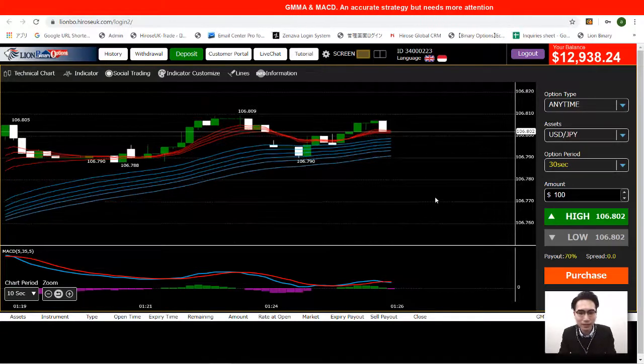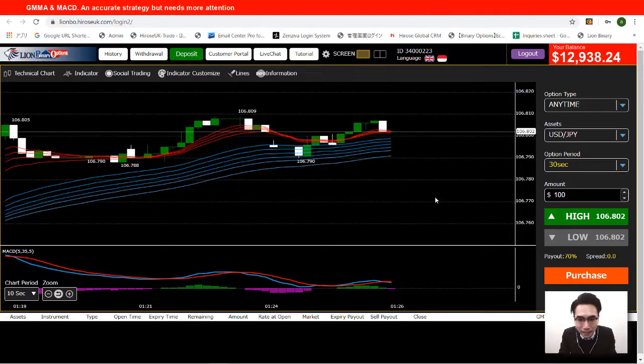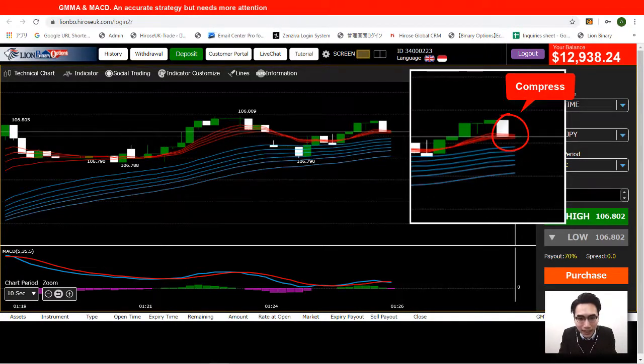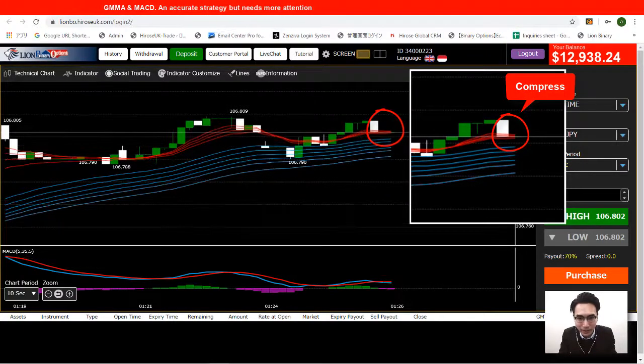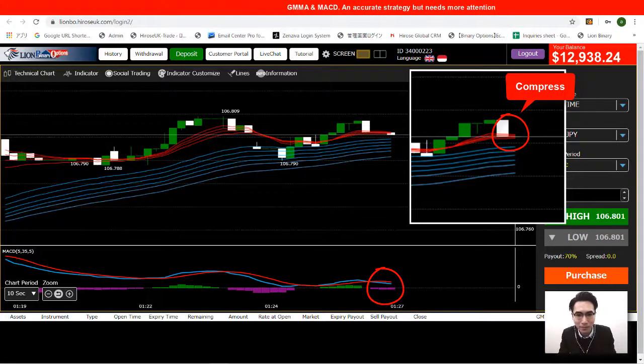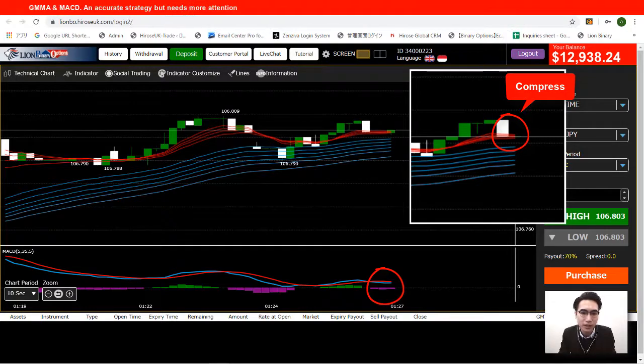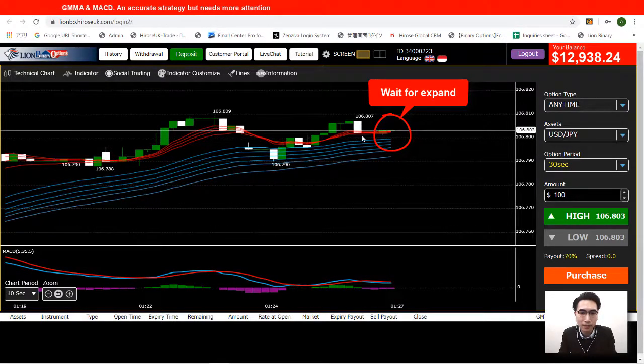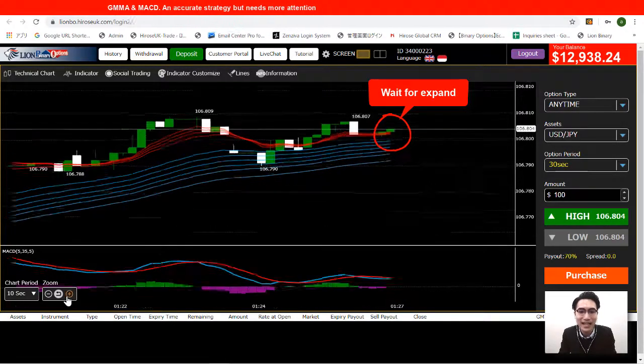So okay, the trade ended in profit. Now you see after that trade finished, the price was dropping down a bit, and then the red line started to compress again. If we take a look at MACD, we see the purple histogram comes out. So that's a retracement. What I'm waiting for here is just for the red line to expand again.